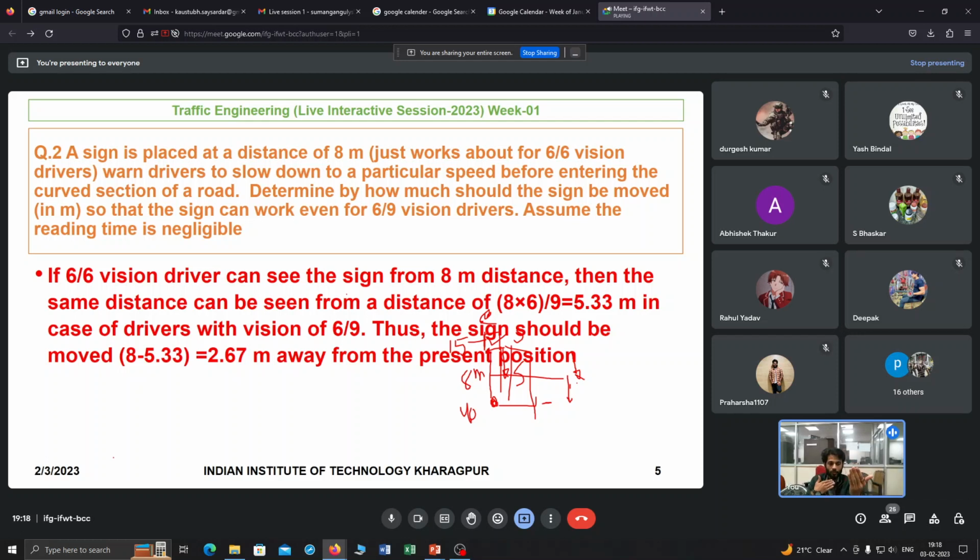So now how much should the sign be moved forward? Because if it is moved forward, then I will be able to see it and adjust accordingly, right? So 8 minus 5.33, that is 2.67. If you move it forward, now I am able to see that sign from that same distance, and now I have 2.67 distance beyond that post to reduce my speed before the start of the curve section. So then accordingly I can make adjustments, right?